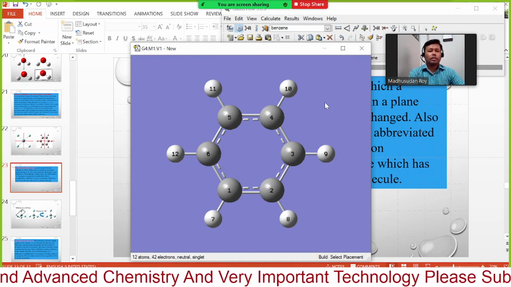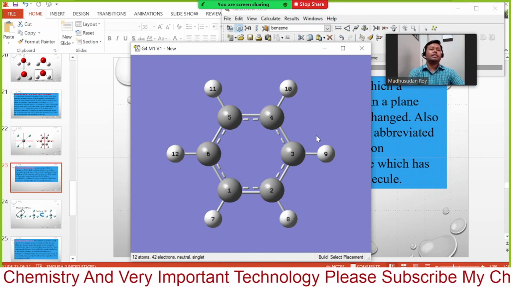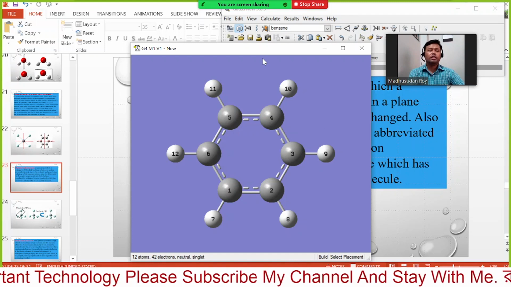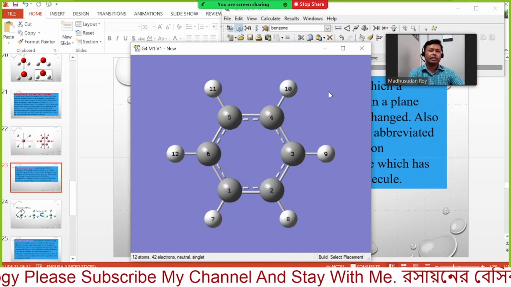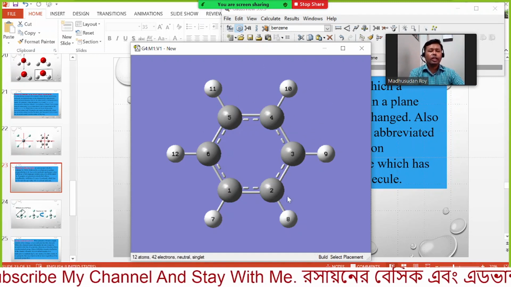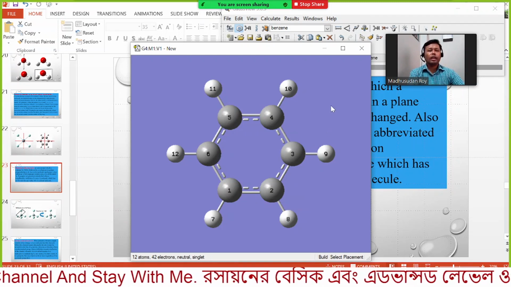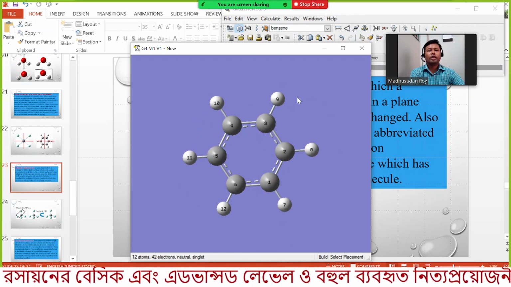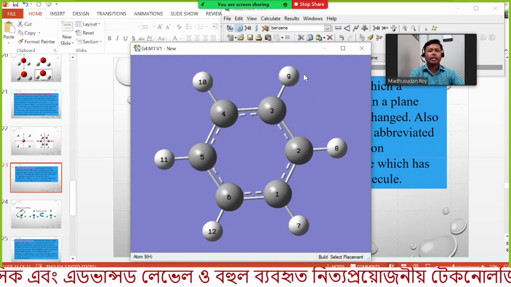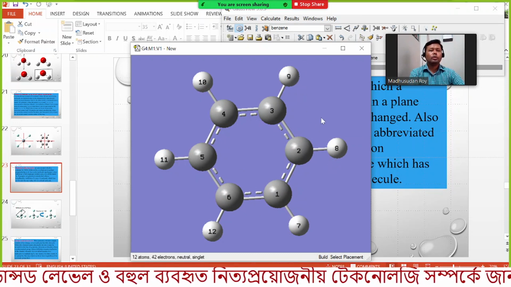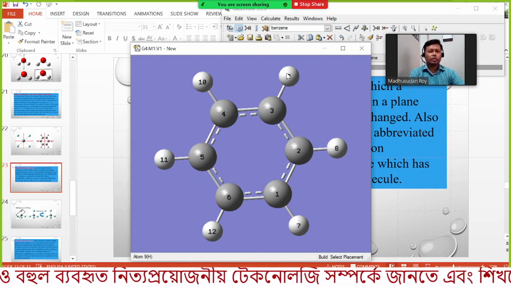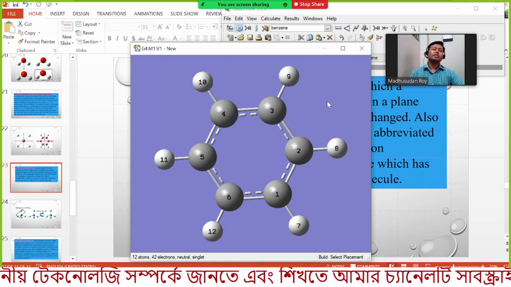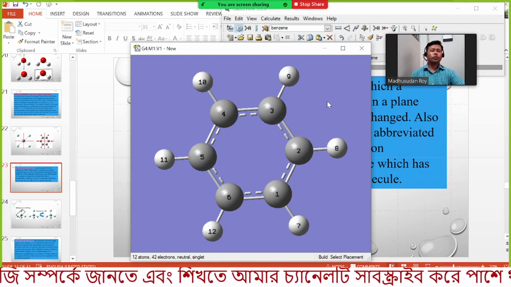So if we rotate C6, that means 360 divided by 6 will give 60 degrees. So if we rotate this molecule by 60 degrees, what happens? That will give you this type of structure. This hydrogen was here, so we have rotated 60 degrees. This hydrogen was here, so we have rotated 60 degrees. So this is rotation.